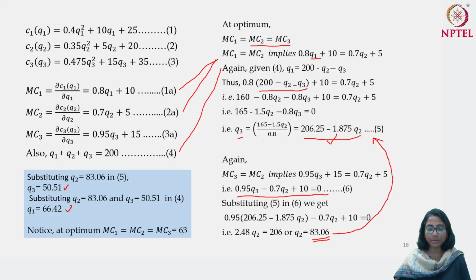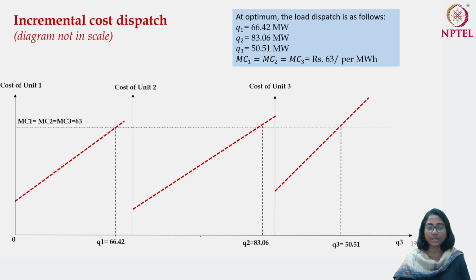So at optimum, you can derive what the marginal cost is. You will see that they are approximately the same and all of them are equal to 63. So this is how the diagram looks. This is the production by the first unit, 66.42. This is the production by the second unit, and this is the production by the third unit, and marginal costs are equalized at 63.